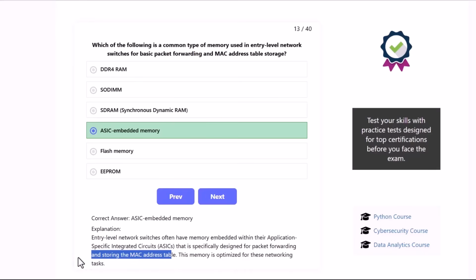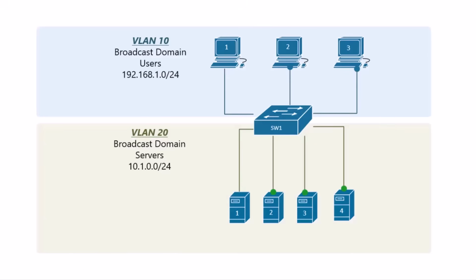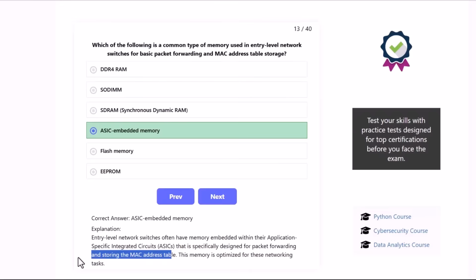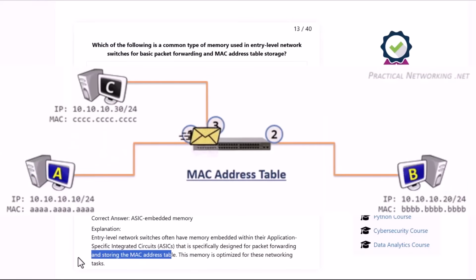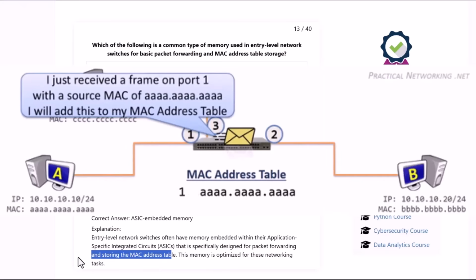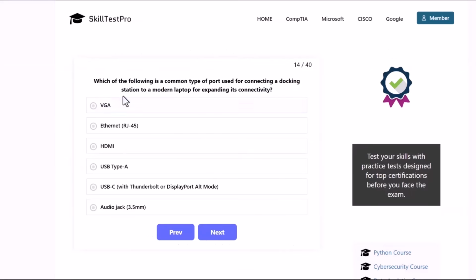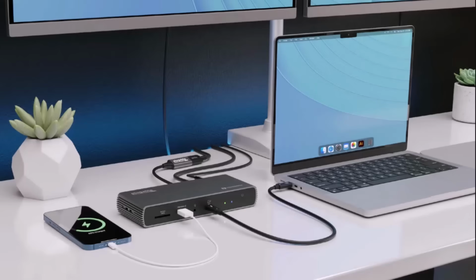And you know for yourself, the switch is forwarding data between different networking devices which are connected to it, for example between different computers, or a router and different computers in a local area network, based on MAC addresses, and this MAC address table is stored in the switch itself. Which of the following is a common type of port used for connecting a docking station to a modern laptop for expanding its connectivity? VGA, Ethernet or RJ45.